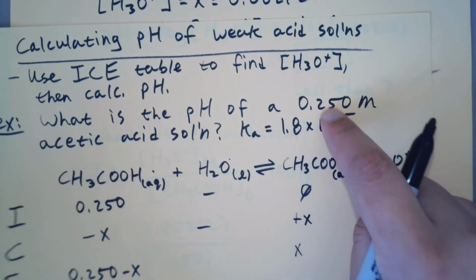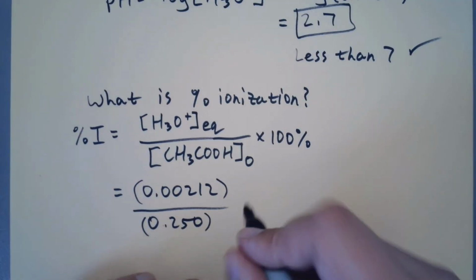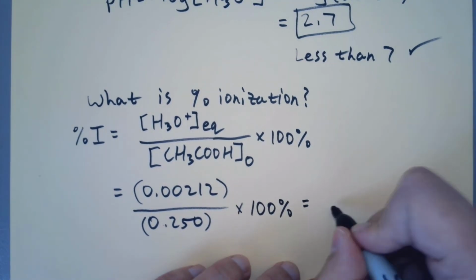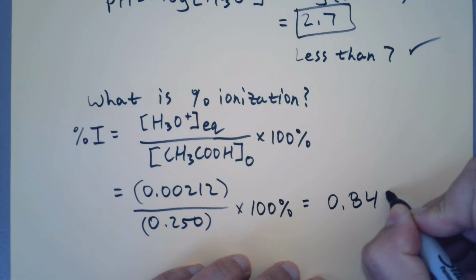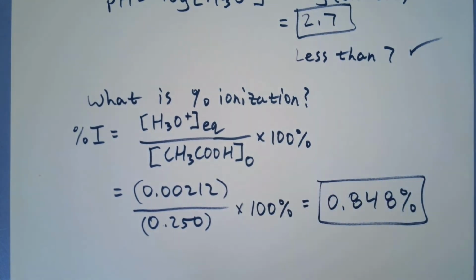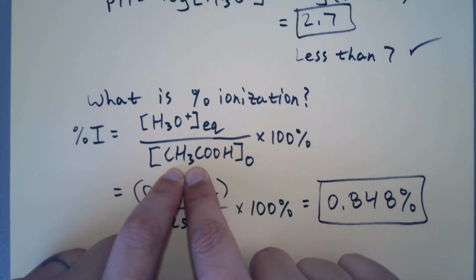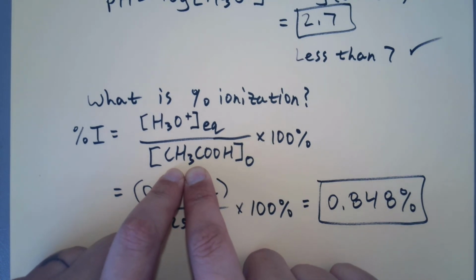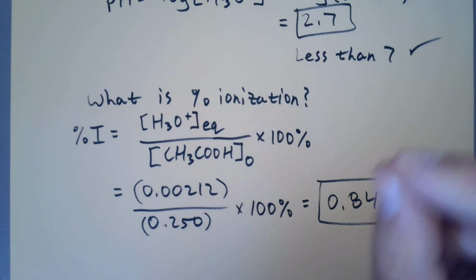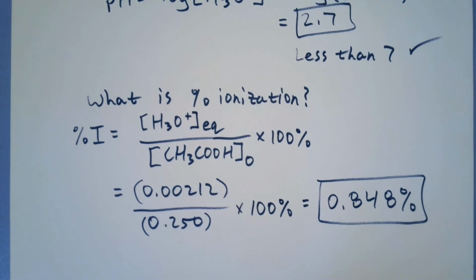That's our initial concentration of acetic acid. Multiply that by 100%. And we get 0.848%. So less than 1% of our acetic acid molecules dissociate and make H3O plus. So that's what weak acids do. Just a little bit, usually. Only a little bit. Alright, so that would be how we do a percent ionization calculation.